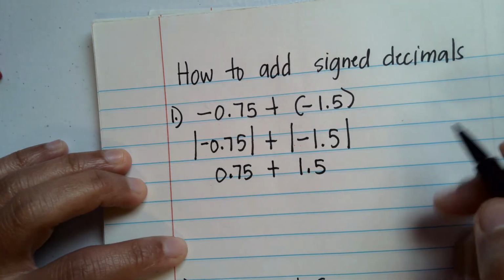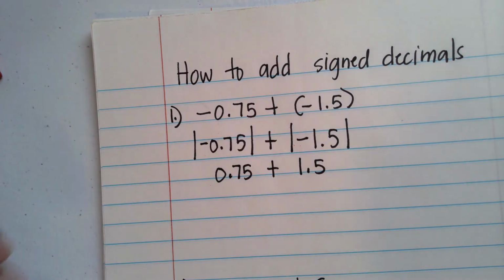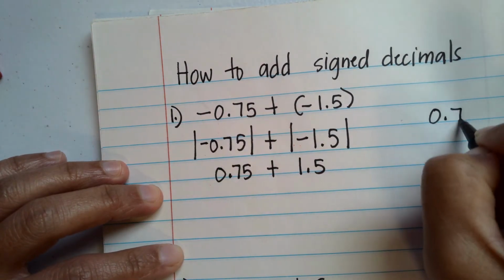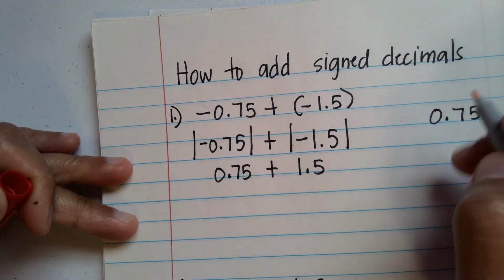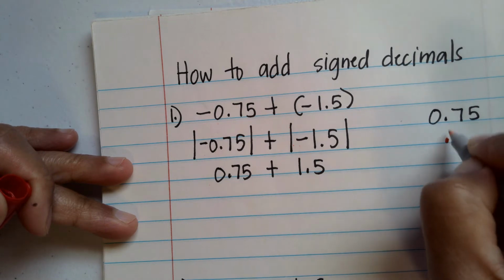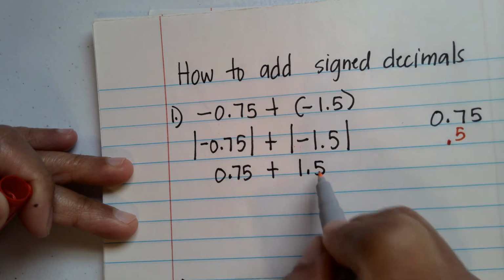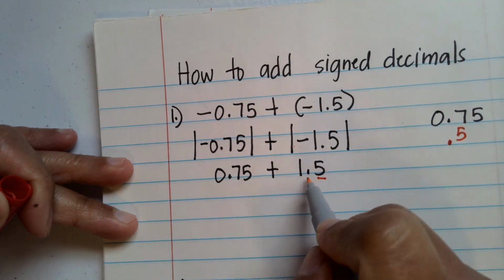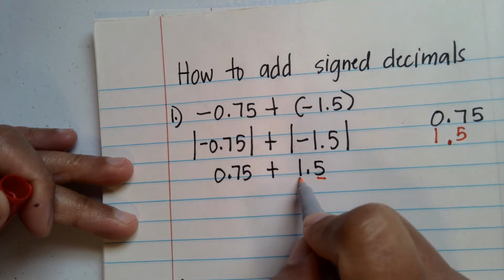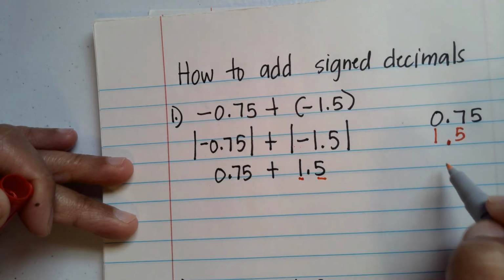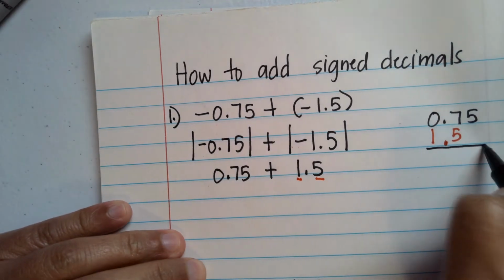Now, back in elementary school, we learned that when you're adding decimals, you have to line up those decimal points. So we have 0.75, we can do that here on the side, and we're going to add that to 1.5. So I'm going to put the decimal point here, making sure that they're aligned, and then I'll put the 5 right here because it's the digit to the immediate right of the decimal point, and I'm going to put the 1 right here because that's the digit to the immediate left of the decimal point. And then from here, I can now add them.